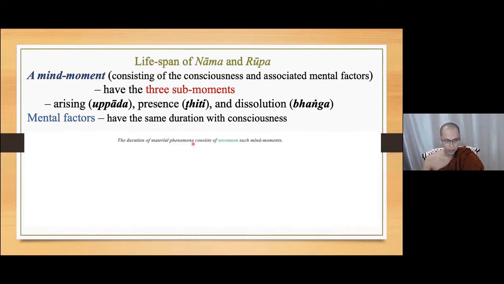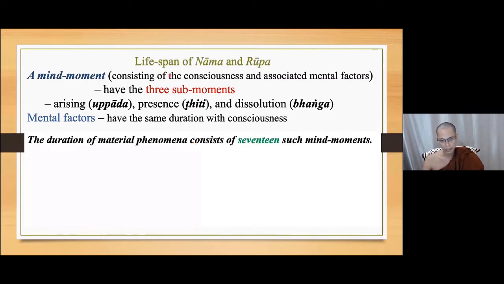Okay, so what is the difference between their mentality and materiality? Mentality has the duration of only three sub-moments. Materialities have the duration of 17 mind moments. It means the materiality has a lifespan 17 times longer than the mentality, roughly speaking.